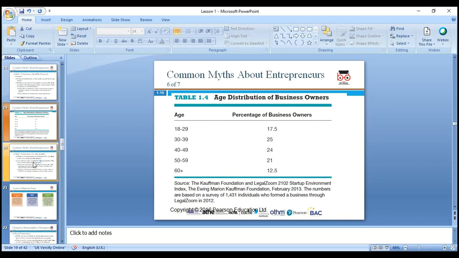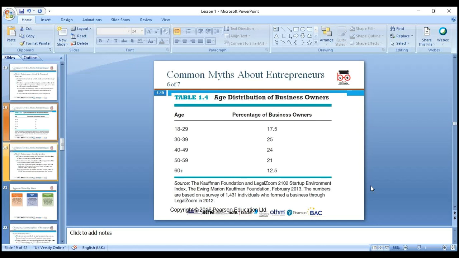Okay, let's see the age distribution of business owners. The percentage of business owners between 17 and 29 is 17.5% of people who are entrepreneurs.